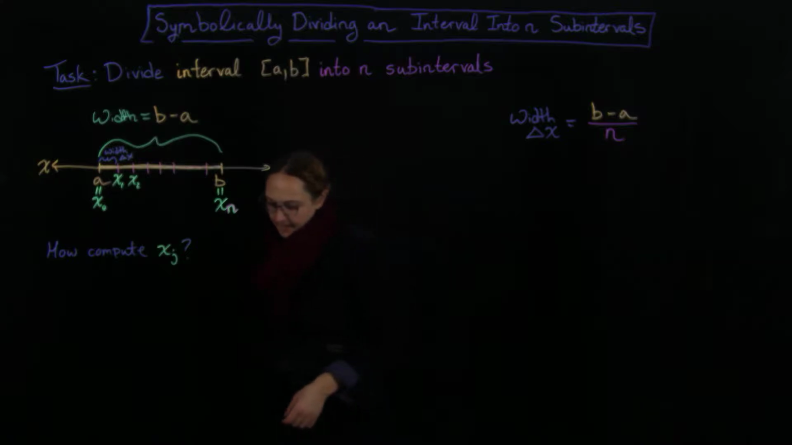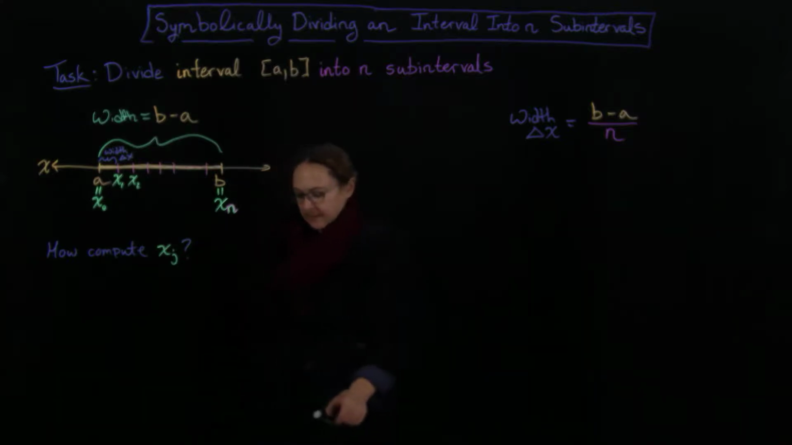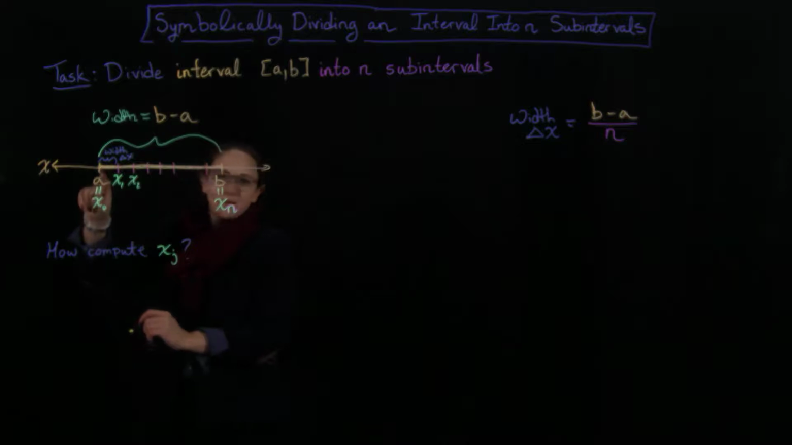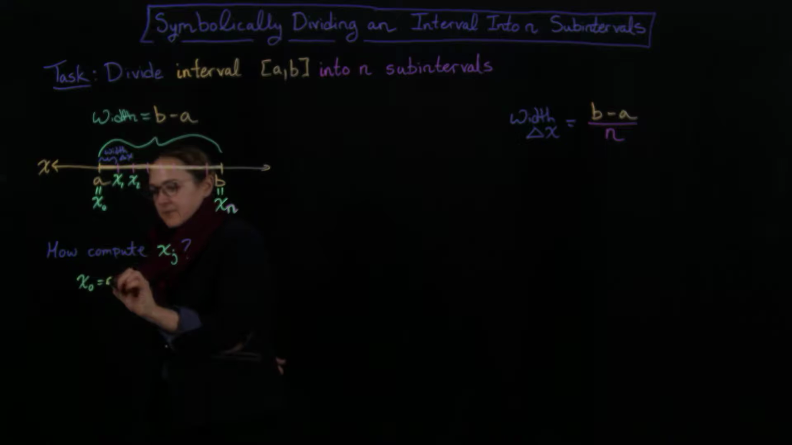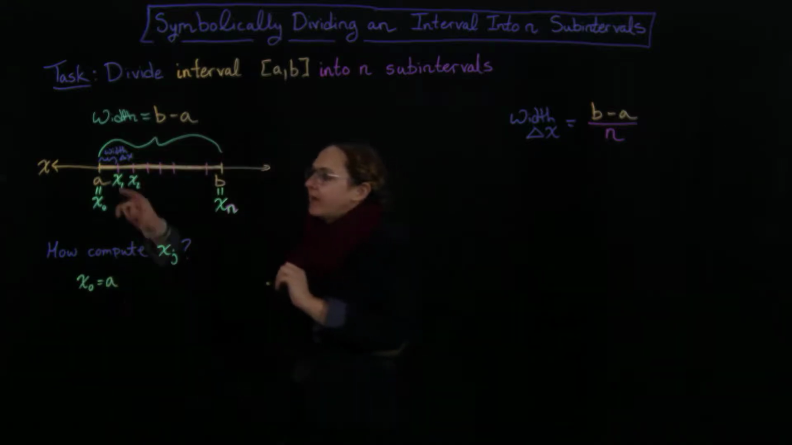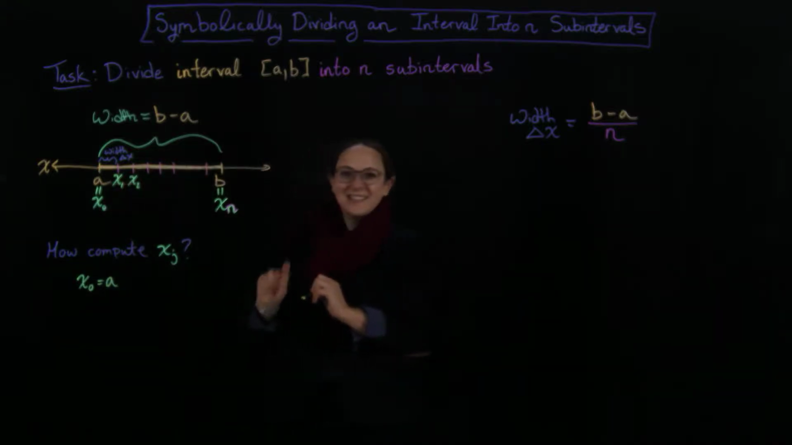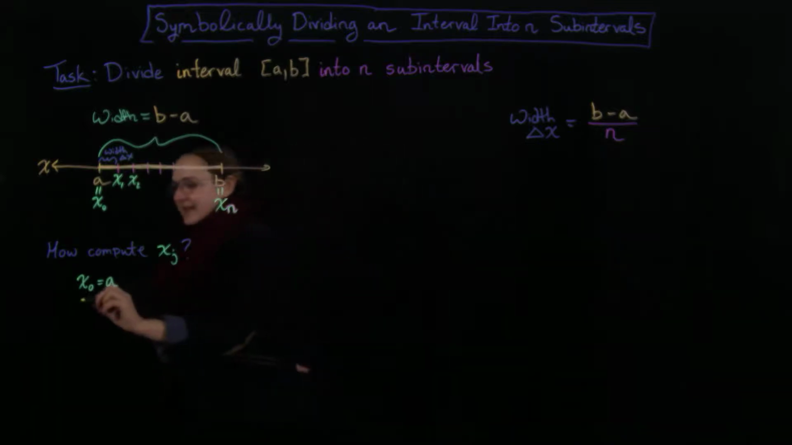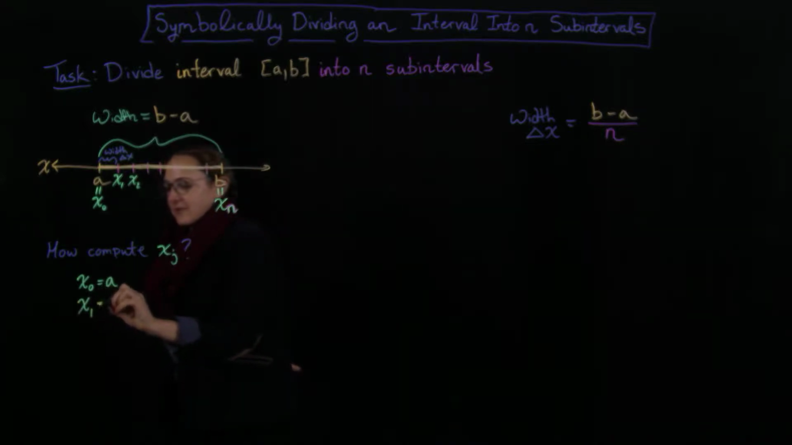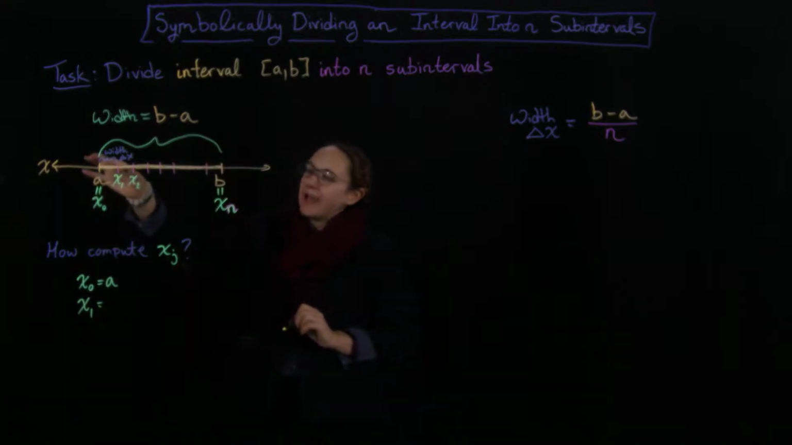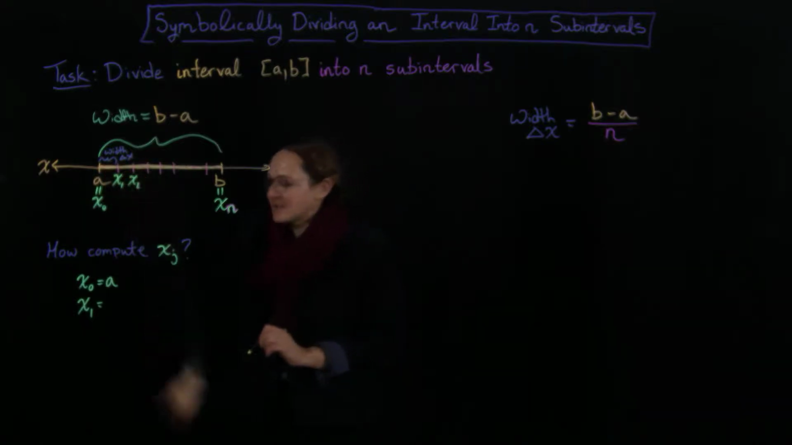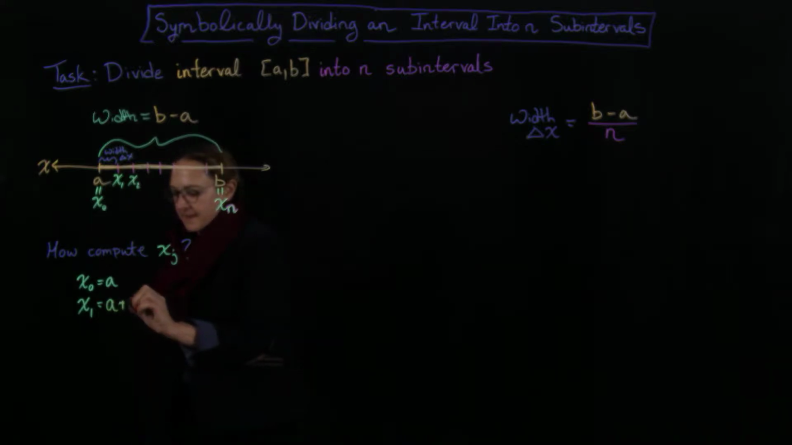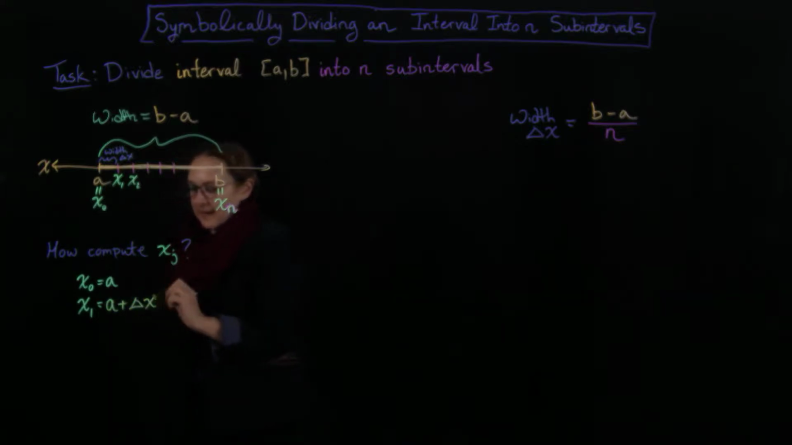Okay, so let's look at how we compute x0. So x0 is just a, right? So you know that x0 equals a. How do we figure out what x1 is? This is the first one, so this is the trickiest in some sense. So we have x1 equals, well, we take a and then we add the width to get the value there. The width is delta x, and then I get to x1. So I get a plus delta x.